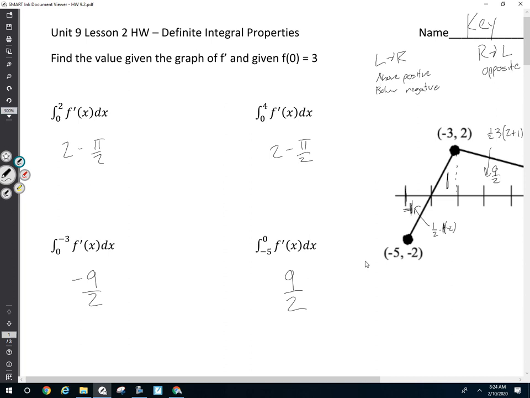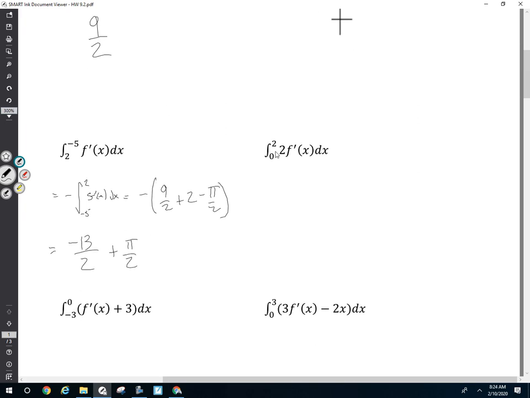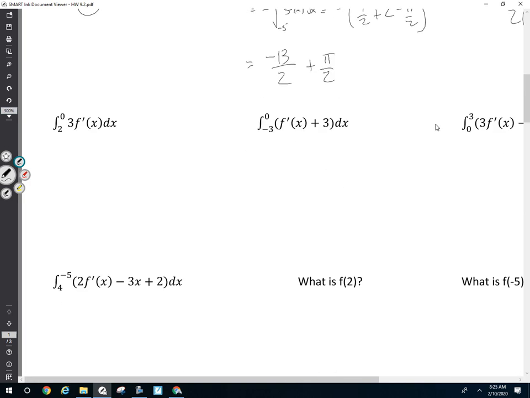If you have a constant, this 2, it can just be pulled out. It becomes this. If you have a constant inside, you can pull the constant out. We already know what the area from 0 to 2 is, so it'll be 2 times this, 2 minus pi over 2.